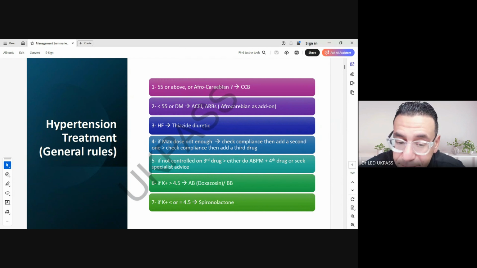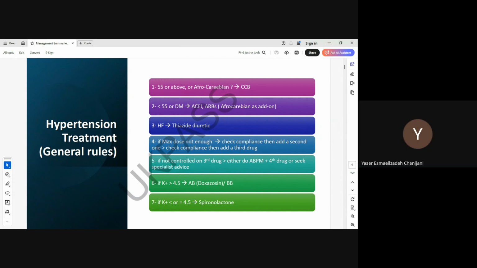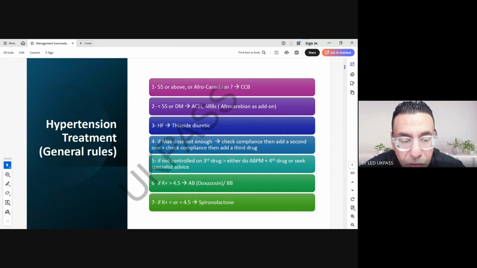Things like what? What medication helps with erectile dysfunction? Viagra? Over the counter? Sildenafil. Yes, sildenafil we do prescribe. Viagra is over the counter.